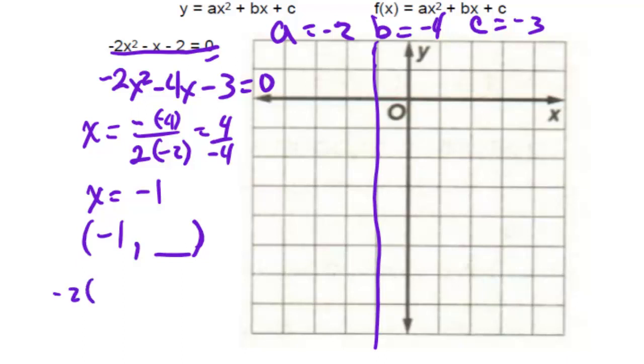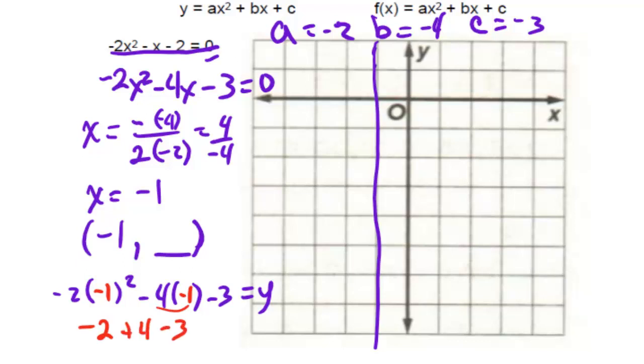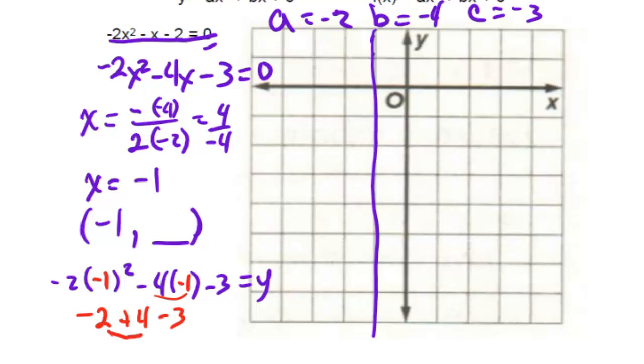So I have negative 2 times x squared minus 4 times x minus 3, which is going to output the y value. So I'm going to input my negative 1 here and here. Negative 1 squared is 1. 1 times negative 2 is negative 2. And negative 4 times negative 1 is going to give me a positive 4. And then, of course, I've got a minus 3. When I combine these together, I get a positive 2 minus 3, which is a negative 1.